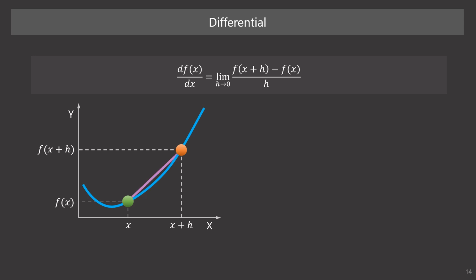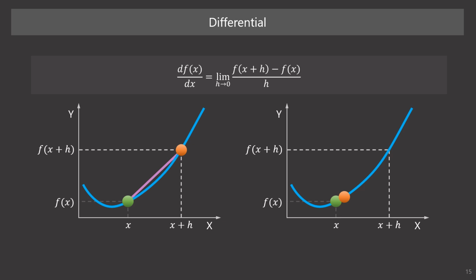Let's draw a straight line that connects the 2 points. The straight line is upward sloping, meaning that the y value increases as the coordinate moves from the green point to the orange point. In other words, the upward sloping line shows that, in this function, as x increases from x to x plus h, the y value increases.